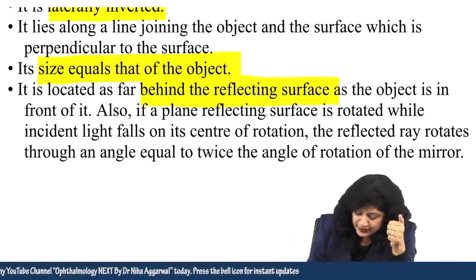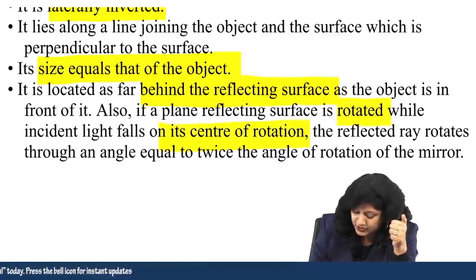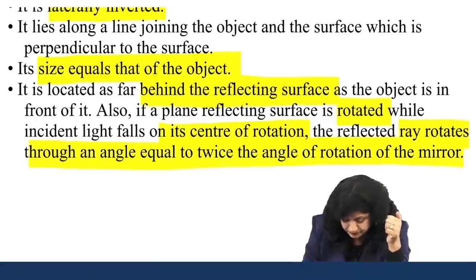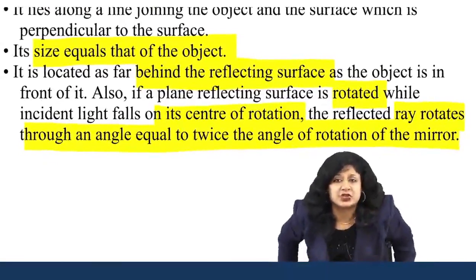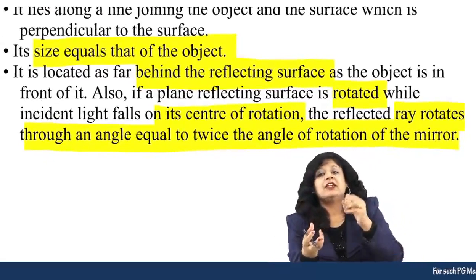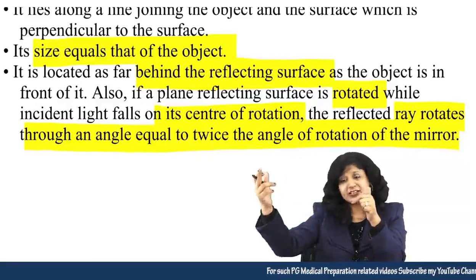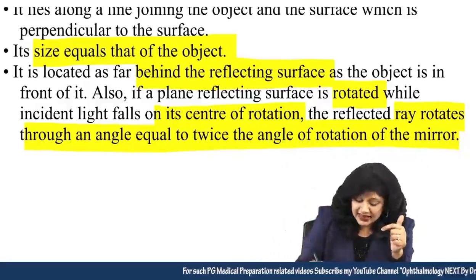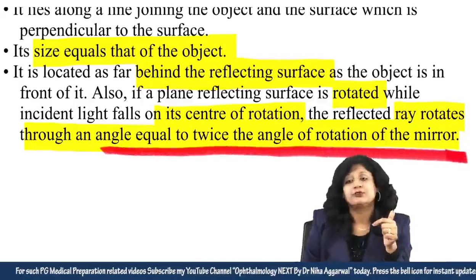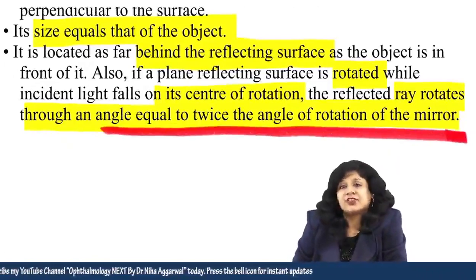And also, if a plane reflecting surface is rotated while the incident light falls on its surface at the center of rotation, the reflected ray rotates through an angle equal to twice the angle of rotation of the mirror. Now, they have talked about the rotation. They are saying that if this plane reflecting surface is rotated, then what is happening? This light should be falling on the center of the rotation. Then the reflected ray is also rotating, but this angle is twice the angle of rotation of the mirror. So there are certain simple things that you should follow while we are considering the reflection on the plane mirror.